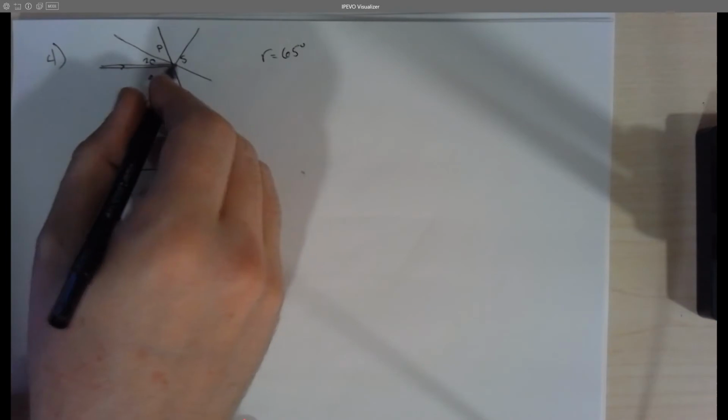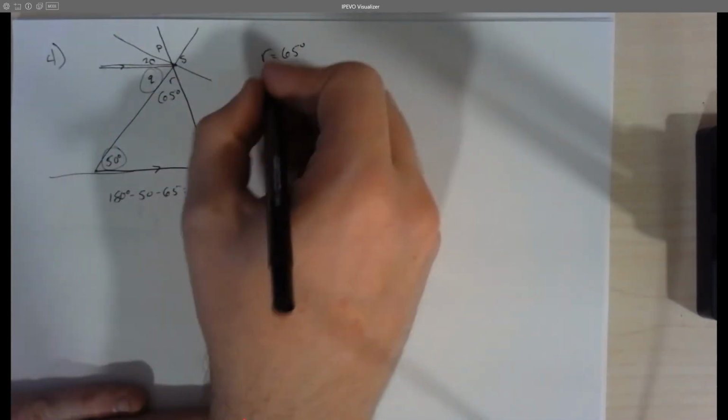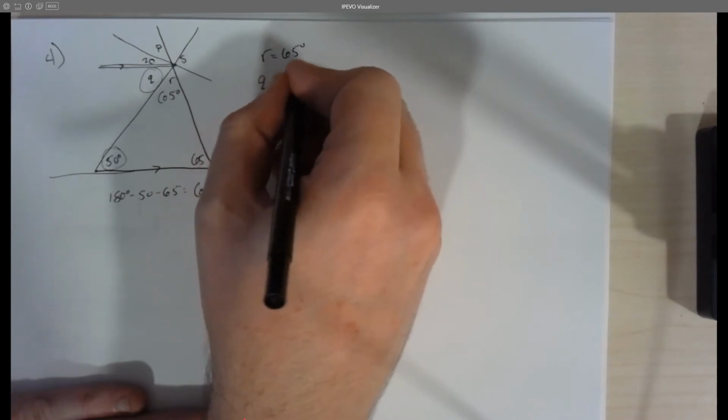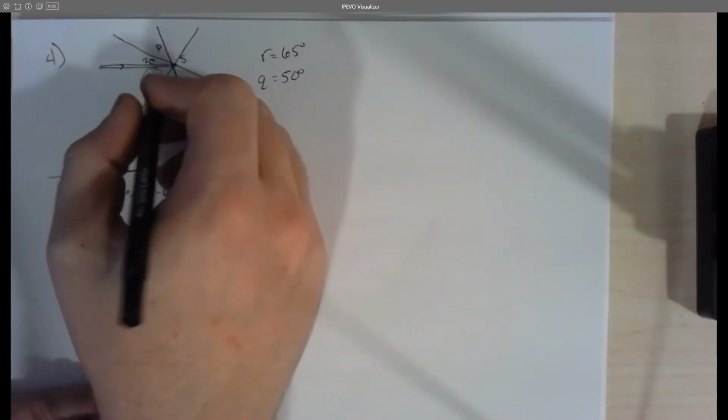Now let's continue to plug away. Let's see what else we can solve here for this particular question. If this is parallel to this, and this is 50, then Q must be 50. They have to be equal because of the Z pattern. If this is 65, this is 50, and this is 20, then P has to just be what's left there.